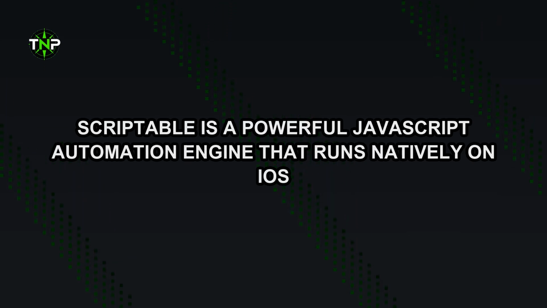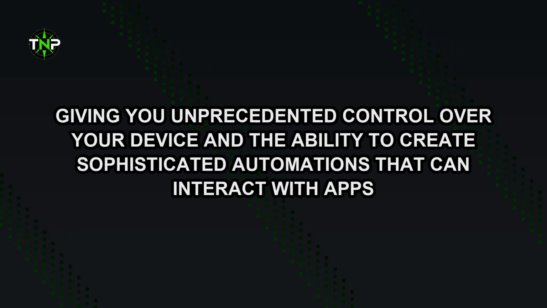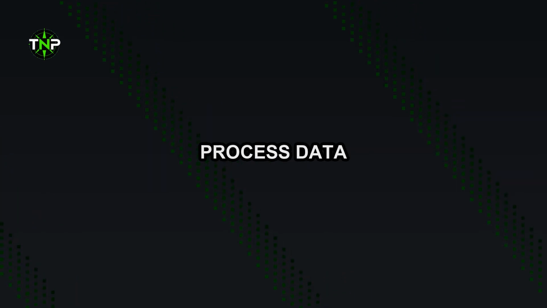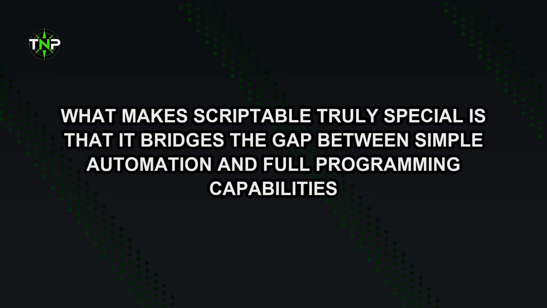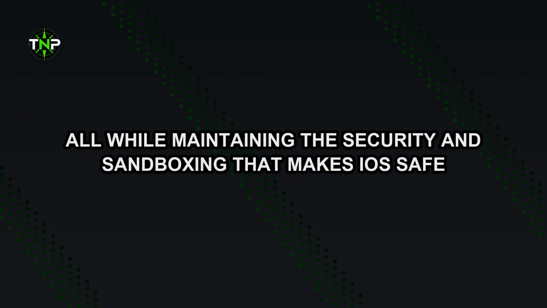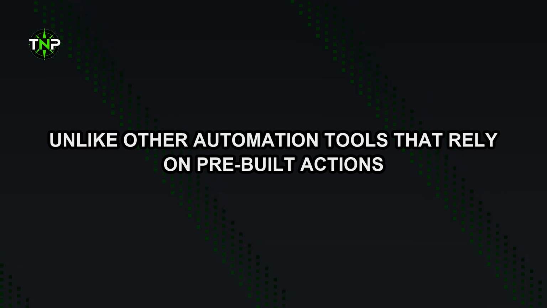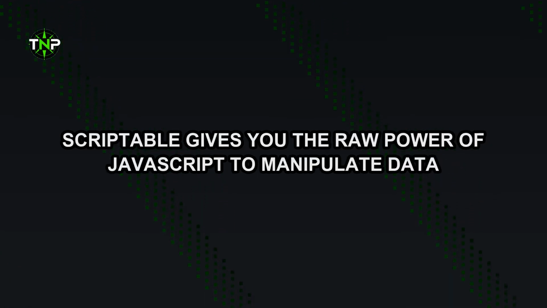Scriptable is a powerful JavaScript automation engine that runs natively on iOS, giving you unprecedented control over your device and the ability to create sophisticated automations that can interact with apps, process data, and even create custom widgets for your home screen. What makes Scriptable truly special is that it bridges the gap between simple automation and full programming capabilities, all while maintaining the security and sandboxing that makes iOS safe.